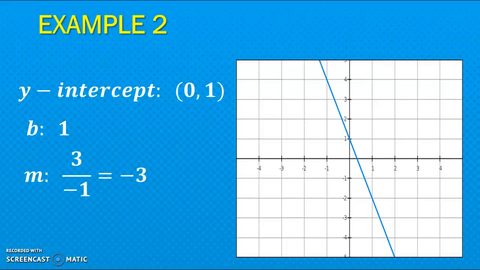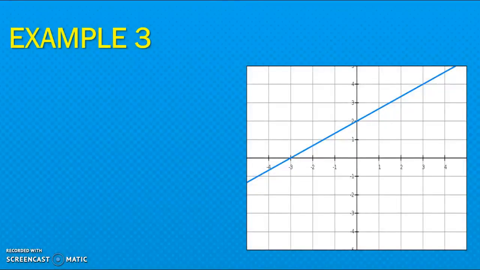Remember, we always want to reduce our slopes to lowest terms. Now I know b and I know m, so I'm ready to plug into y equals mx plus b. I get y equals -3x plus 1. And that's our linear equation for that line. Let's take a look at another example.